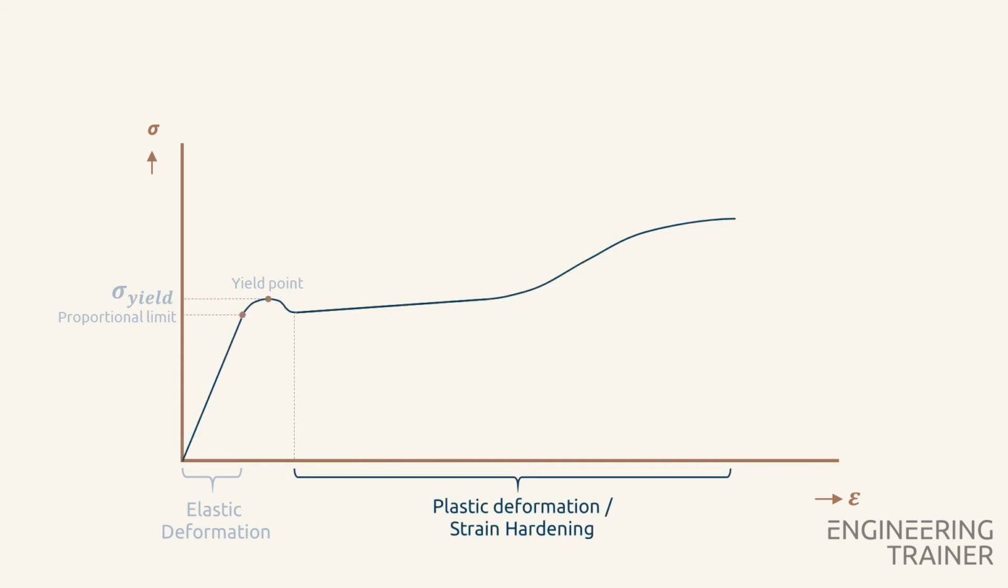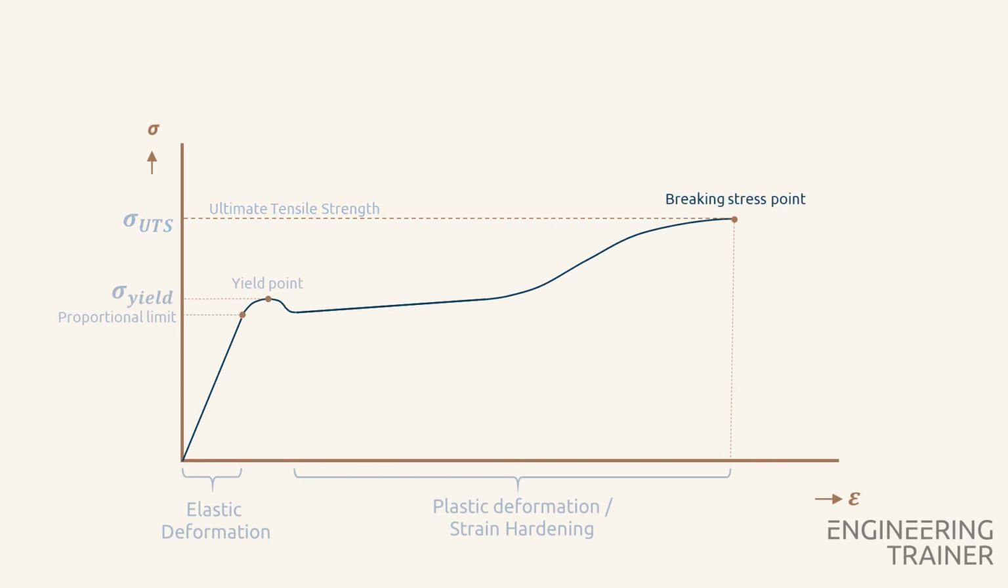In the plastic region, the internal atomic structure of the material will change. This results in a so-called hardened material, which can resist more stresses. This hardening makes the curve go up in case ever more force is applied. We reach the ultimate tensile strength. This marks the maximum stress the material is able to resist and is also called the breaking stress point.